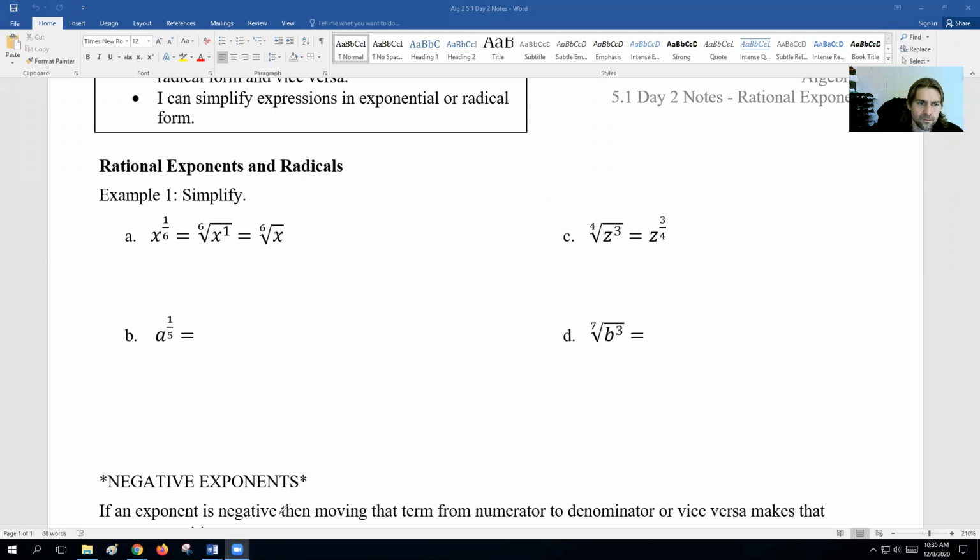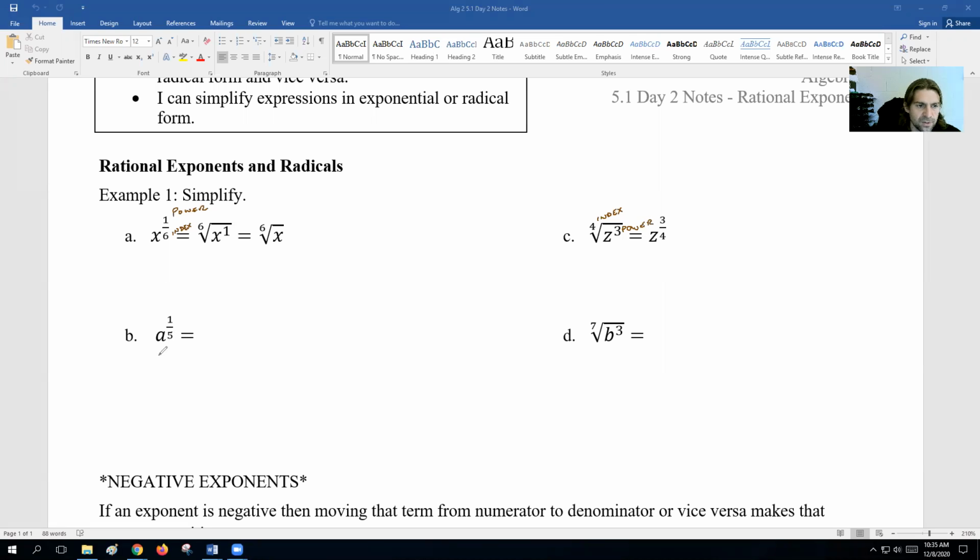We can look at it this way: the first number is our power, and the bottom number is our index, or the number outside the radical. So if we have the fourth root of z cubed, this is our index, so that's our denominator, and this is our power, so that is z to the 3/4 power.